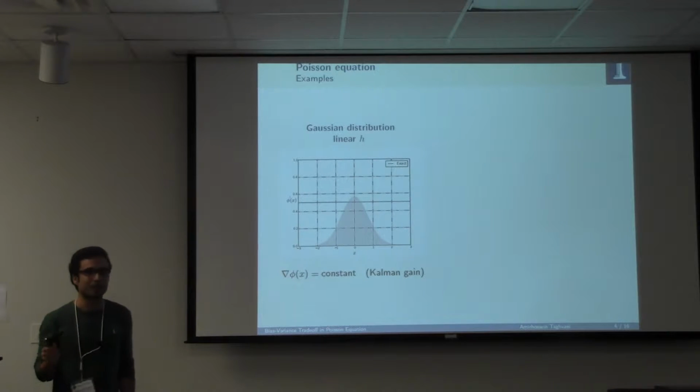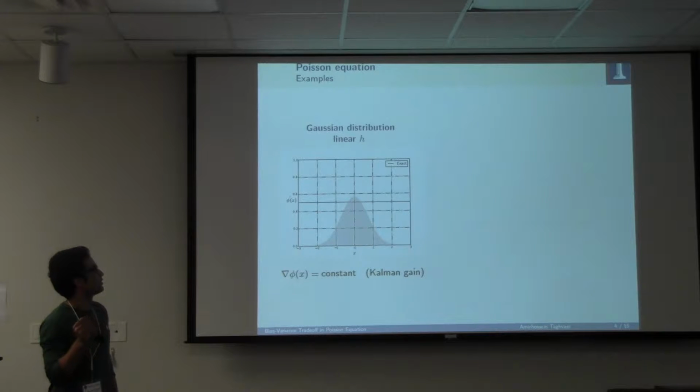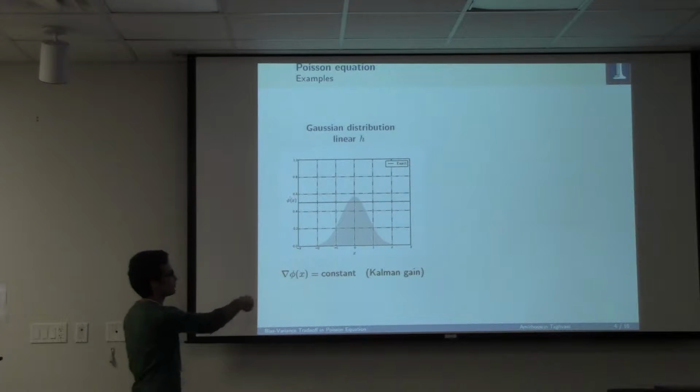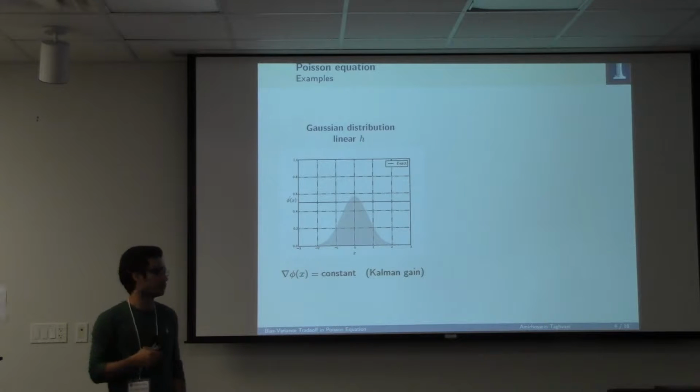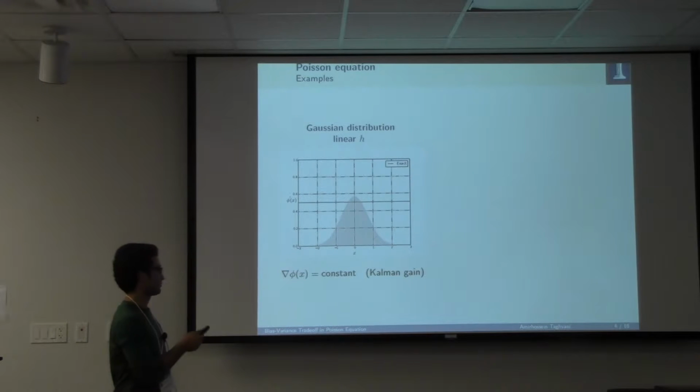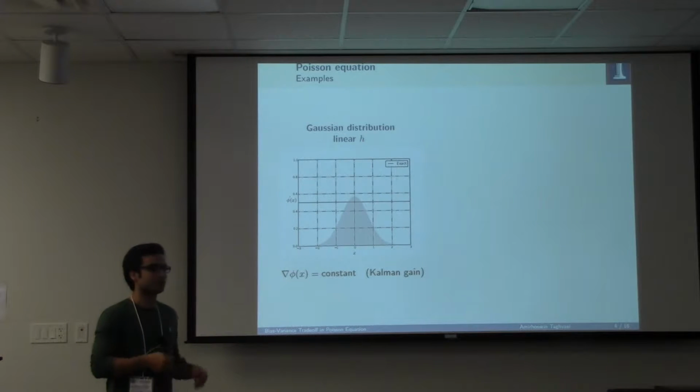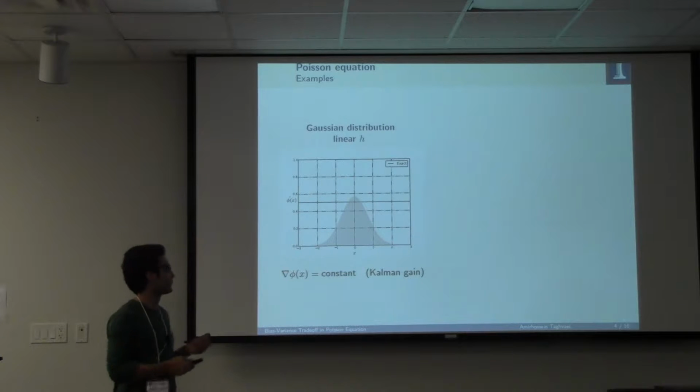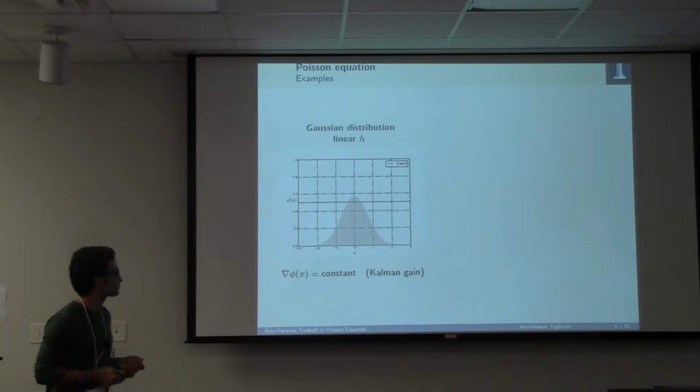So here are some examples. If you have a Gaussian distribution and your observation function h is linear, then phi is linear and grad phi is a constant equal to the Kalman gain. So that would imply that the feedback particle filter reduces to the Kalman filter in the Gaussian setting.